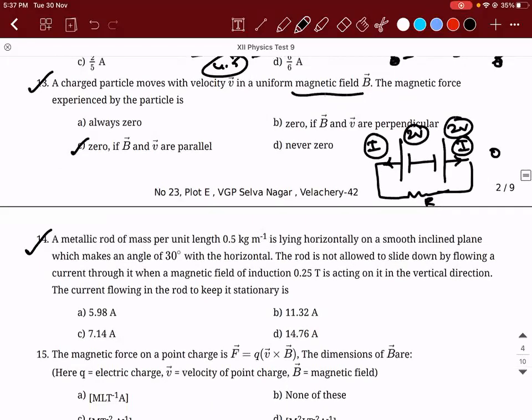There is a metallic rod of mass per unit length, that is lambda. See, this lambda is mass per unit length. Generally, lambda is the symbol that is used. So it is half kilogram per meter. It was lying horizontally on a smooth inclined plane, which makes an angle of 30 degrees with the horizontal. The rod is not allowed to slide down by flowing a current through it when a magnetic field of induction 0.25 Tesla is acting on it in the vertical direction. The current flowing in the rod to keep the rod stationary is how much?